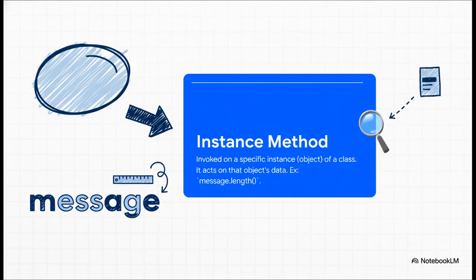Now, instance methods are the complete opposite. They have to be called on a specific object, or an instance of a class. These methods operate on the data that's inside that specific object. Our String examples are a perfect illustration. We had that String variable called message, and we called message.length(). The length method needs to know which string it's supposed to measure.